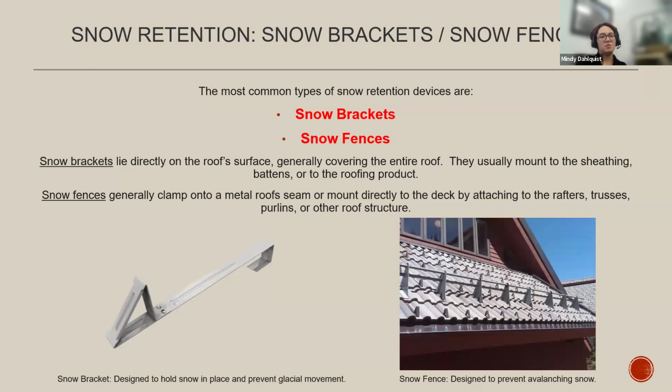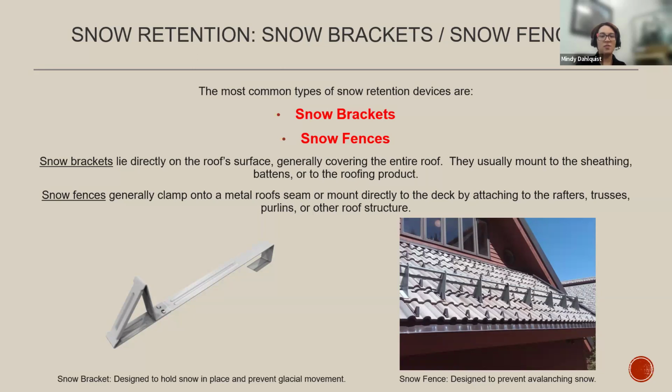So the modern types of snow retention devices are going to be snow brackets. They're oftentimes called snow stops, snow guards, all kinds of different titles for those snow brackets, but for this class, we are going to call them brackets, and then snow fences. Snow brackets lie directly on the roof surface. Generally, they'll cover the entire roof, and they're going to mount to the sheathings, the battens, or the roofing product itself.